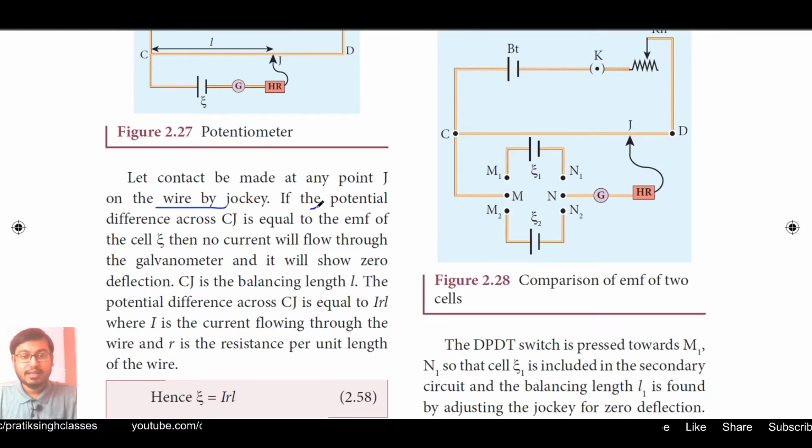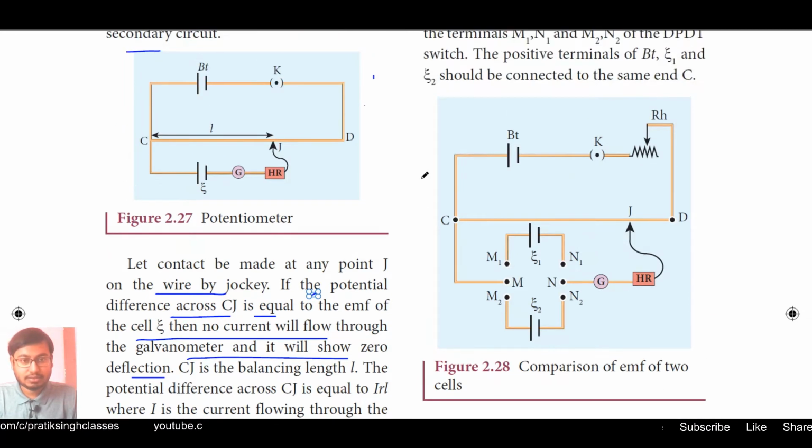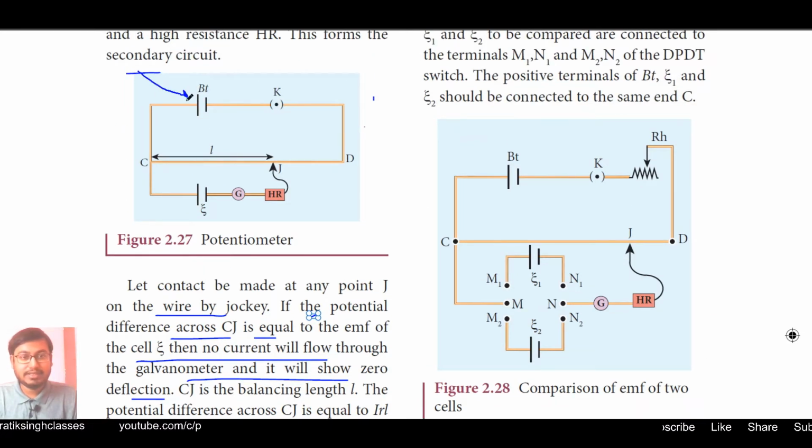If the potential difference across Cj is equal to the EMF of cell Xi, then no current will flow through the galvanometer and it will show zero deflection. So what does it show here? We have two batteries, one is BT and one is this Xi, EMF Xi. Because of this battery current will flow, and because of this cell also current will flow. What will happen here? Because of this battery, between C and D there will be a potential difference, and because of this cell also, between D and C there will be a potential difference.